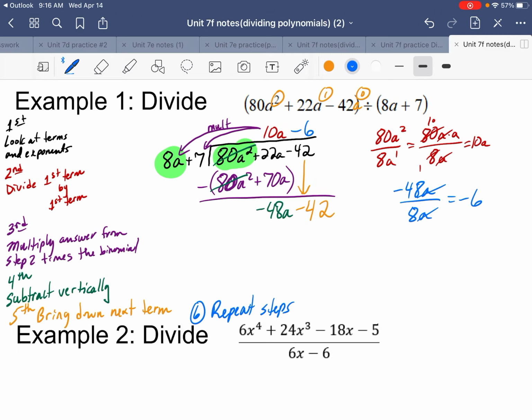And now multiply that down. So negative 6 times 8a is a negative 48a. Negative 6 times a positive 7 is a negative 42. And we're going to subtract these. The first terms are the same, and when you subtract the same term, they're going to simplify. Negative 42 minus a negative is plus, so that'll actually be 0 also. So this means it divides evenly, and there's no remainder. So we have 10a minus 6.